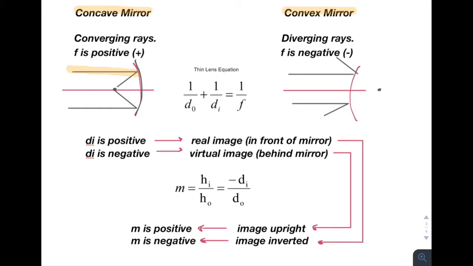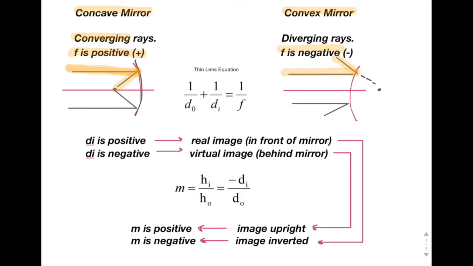So first let's go over the concave mirror. When these light rays come into contact with it, they are going to converge, meaning they're refracting towards the focal point. So that means that the focal point has to be positive since it's converging. The opposite is true for a convex mirror. As the light rays come into contact with the convex mirror, they're going to refract away from the focal point. So that means the focal point is imaginary.